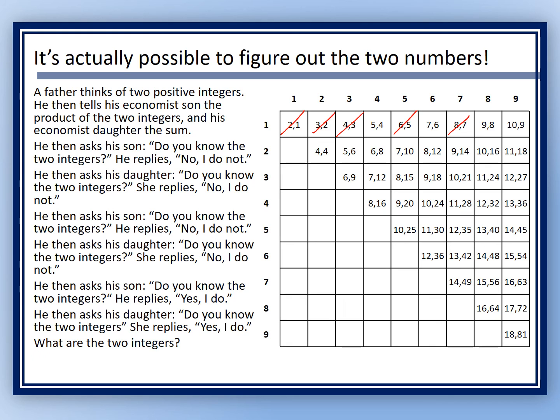Otherwise, the son would have already told you that he knows what the numbers are. So that means if the sum is actually 4, the daughter should have known by this point that the two numbers are 2 and 2, right? Because we have already eliminated 3 and 1. If the daughter says she doesn't know the numbers, then the sum cannot be 4, because she would have known that it's 2 and 2. So we have to eliminate 4.